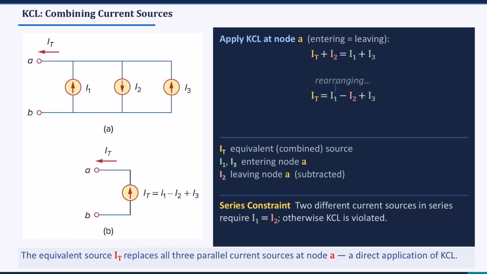Important note, series constraint. Two different current sources placed in series is a problematic configuration. KCL demands that the same current flows through every element in a series path. So if two different current sources of different values are placed in series, KCL will be violated. This is not allowed in circuit theory.